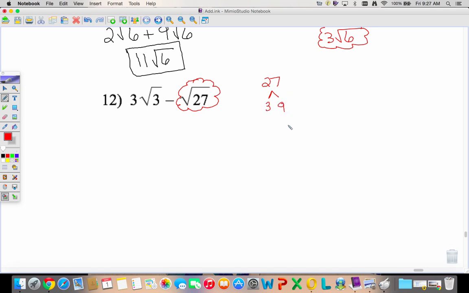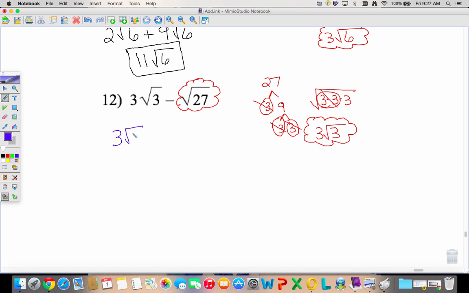So here's 27. Two numbers that multiply to get me 27, we can do 3 and 9. Two numbers that get me 9 are 3 and 3. So my prime numbers are 3, 3, 3. So we have square root of 3 times 3 times 3. Nothing else left. Look for your pairs. I have a pair of 3's. Write it down, cross it off. Square root, I have a 3 left over. So this right here is what the square root of 27 reduces down to.